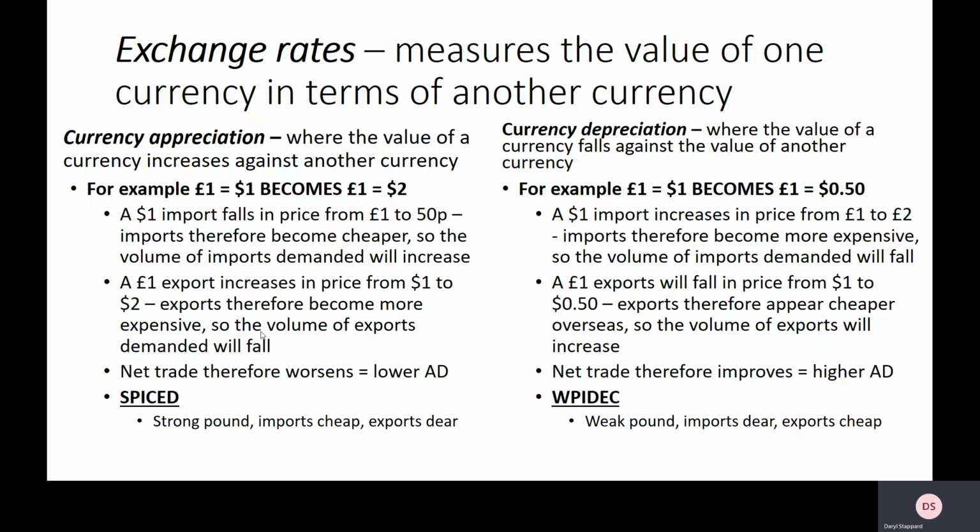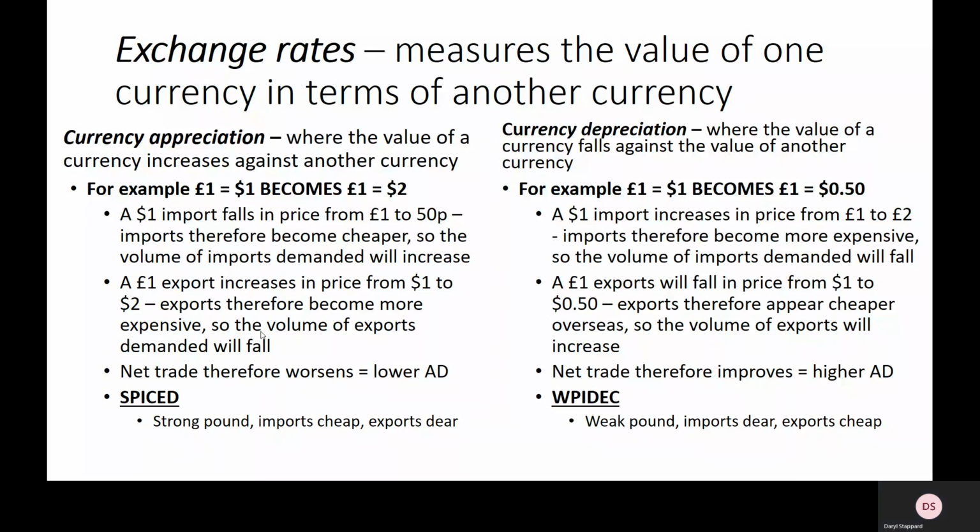Currency depreciation, though, is a little bit different. Now, a currency depreciation is where the value of our currency falls against another currency. So this time we're going to go from a situation where £1 was worth $1 to a situation where £1 is only worth 50 cents. Now, what the acronym WIPI shows us at the bottom of the page is that when the pound becomes weaker, imports become dearer and exports become cheaper.